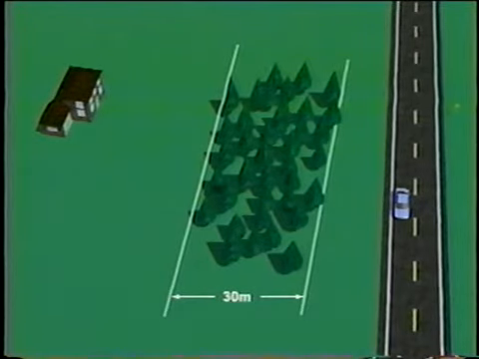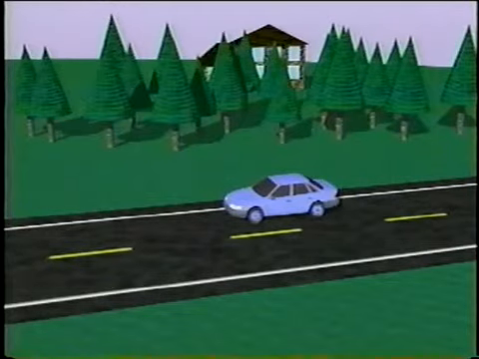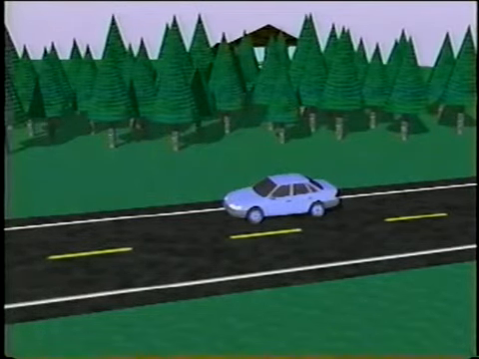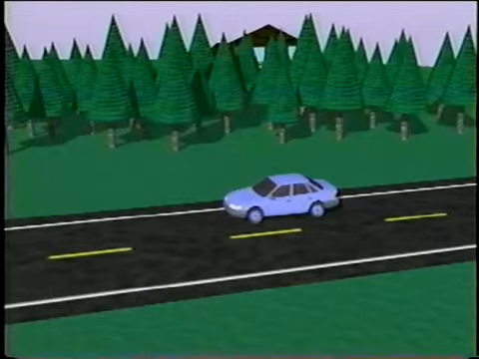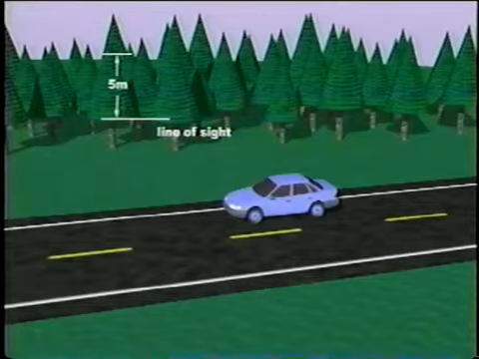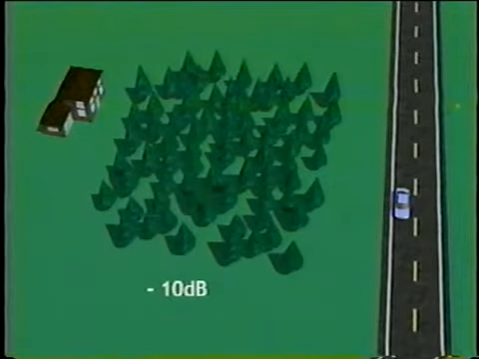In other words, a strip of 30-meter width, and dense enough to block the line of sight between source and receiver. Further, the foliage area should have a height that extends 5 meters or 16 feet above the line of sight. Typically, as much as 5 dB attenuation is attainable. If the foliage area is doubled in width to 60 meters or 200 feet, or extended beyond that, a reduction of 10 dB, but no greater, is attainable.